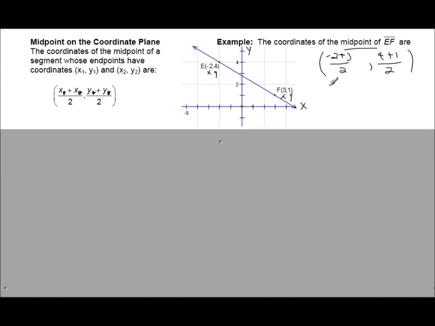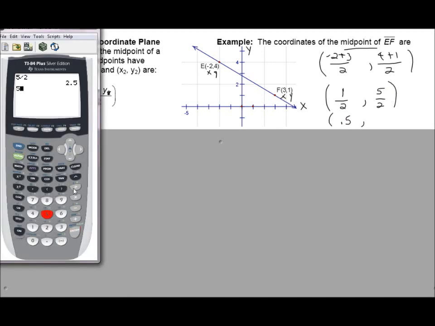So then I have negative 2 plus 3. Well, negative 2 plus 3 is 1, divided by 2. And I have 4 plus 1, which is 5, divided by 2. And if you're not positive, 1/2 in the calculator is going to come out to be about 0.5. And 5/2 in the calculator comes out to be 2.5.